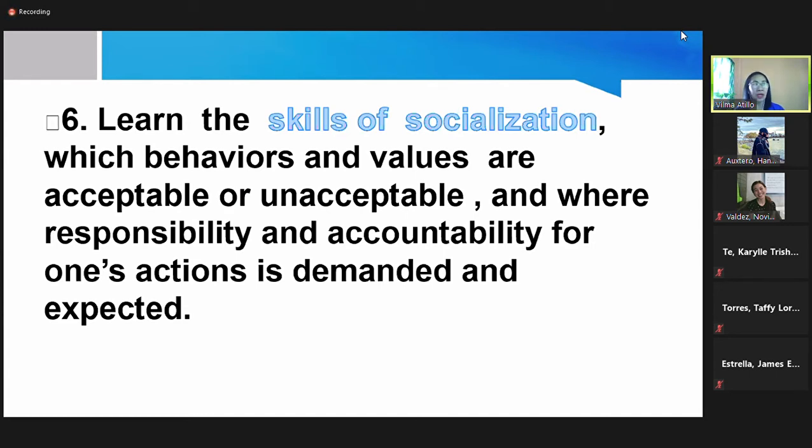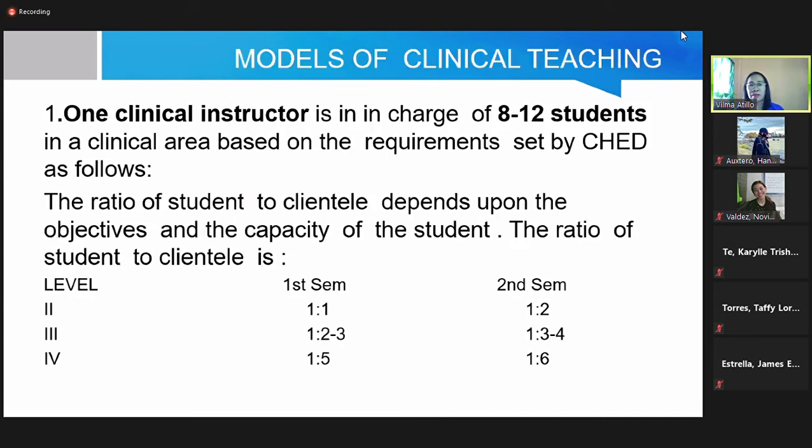Meron tayong responsibility towards them. Meron din tayong responsibility towards ourselves. No? Every time you have your duty in the ward. Okay, next. We have here the different models of clinical teaching. So this is what you will see as you go on with your duty.